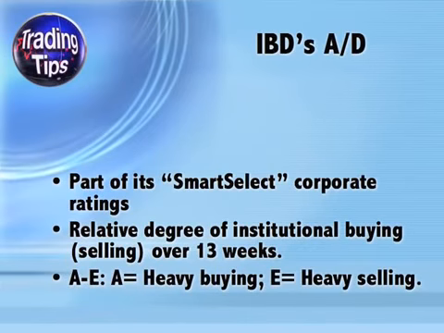Similar to the accumulation distribution line is Investors Business Daily's accumulation distribution statistic, which is part of its Smart Select corporate ratings series. This is a letter grade given to each stock that measures its relative degree of institutional buying or selling over the past quarter. A grade of A means heavy buying. A grade of E means heavy selling. This is accessible from the stock checkup section at investors.com.